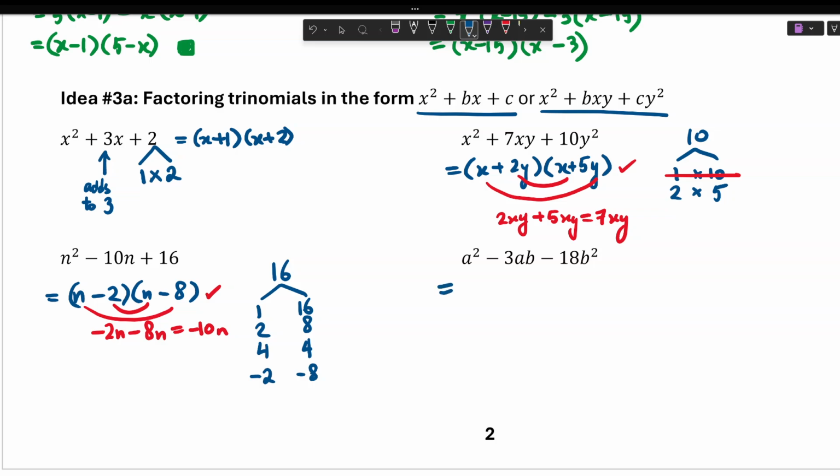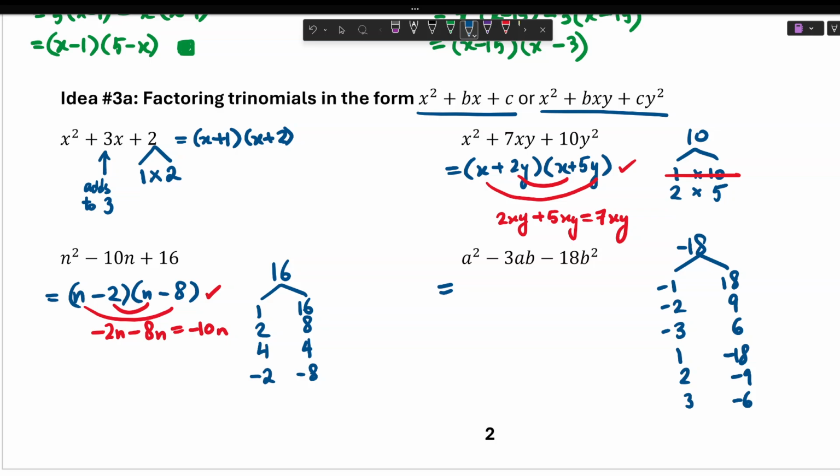Okay, last of these examples, we have a squared minus 3ab minus 18b squared. So if we think about 18, you could break it into 1 and 18, 2 and 9, 3 and 6. But you'll notice that it's actually negative 18, so one of these has to be negative. If I want to be thorough and write out all the choices, it could be negative 1, negative 2, negative 3, and positive 18, 9, 6. Or maybe it's switched. Okay, those are all of our choices.